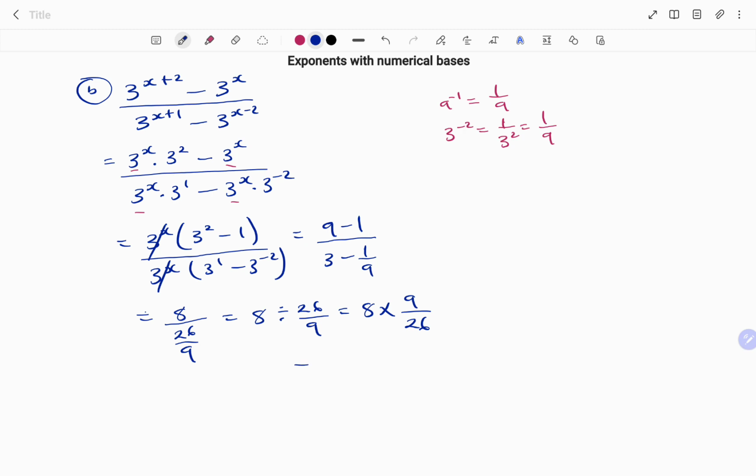And if I simplify, this will give me 36 over 13, which is the same as, if I'm writing it as a mixed number, 2 whole number with a remainder of 10 out of 13.